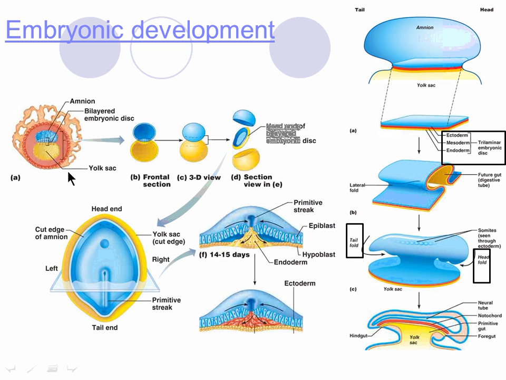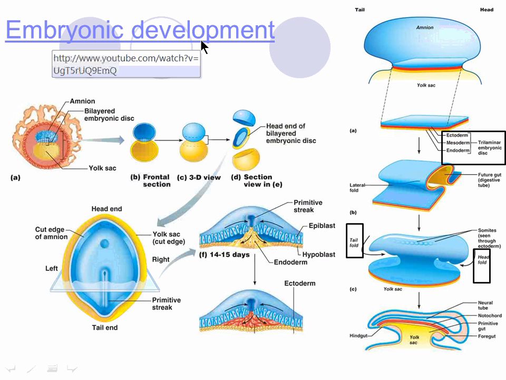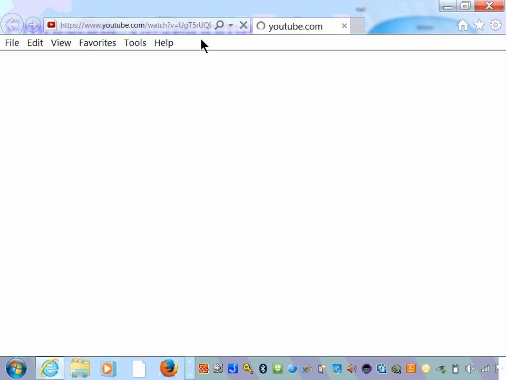So here you can see it's showing you the bilayered amniotic disc. Then this becomes tri-layered. This is a flat disc at this time. It then folds. Can you see it's folding from this end? It also folds on the side. That's how you get the formation of a gut tube. So let's look at this. This is kind of difficult to appreciate unless you see it in 3D.